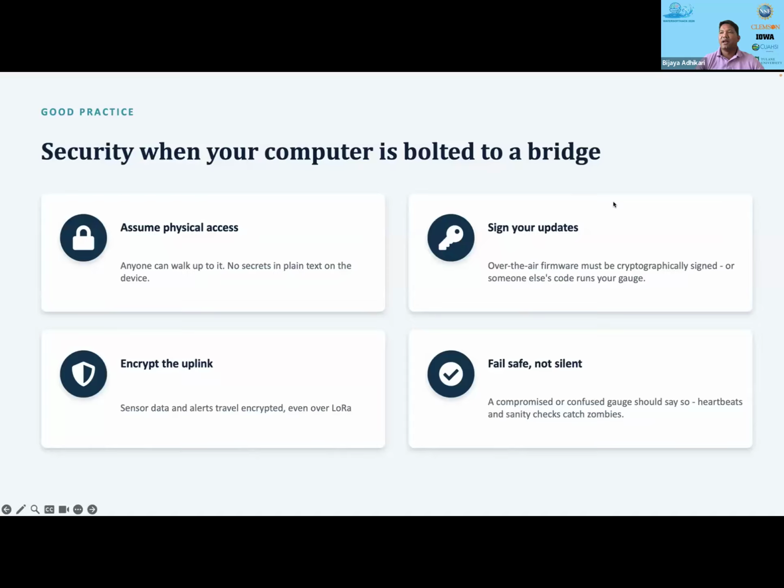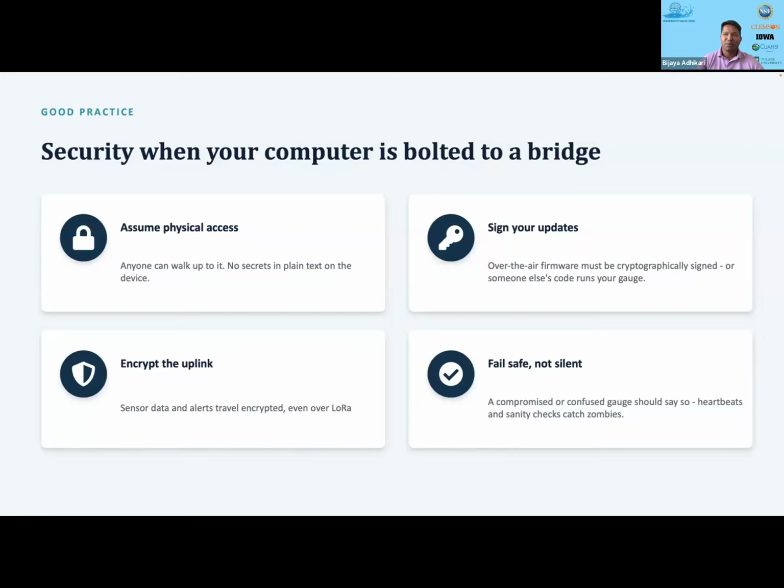There shouldn't be plain text if you don't want anybody to know about it. So it's good practice to encrypt it: encrypt the SD devices, encrypt the knowledge, encrypt the transmissions that are being done. You also want to sign the updates. Over-the-air firmware must be cryptographically signed, or someone else's code runs on the gauges.